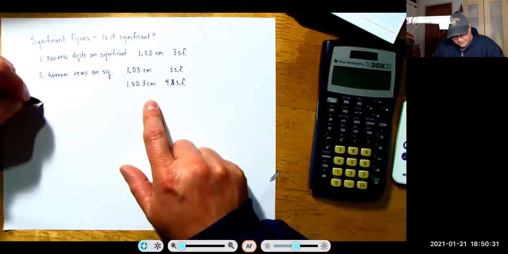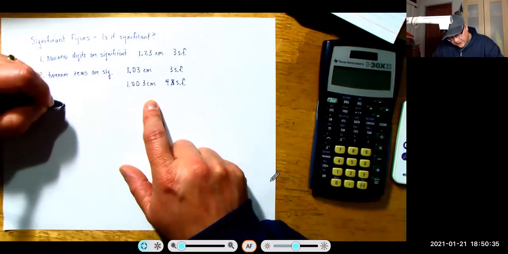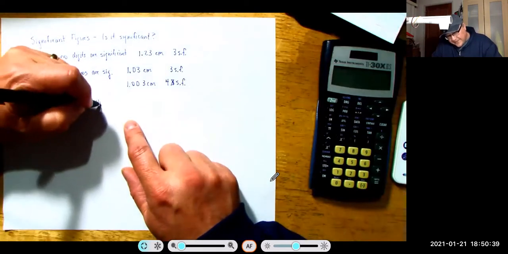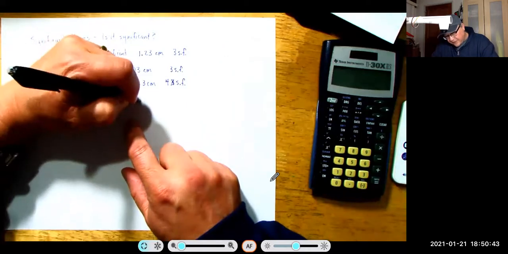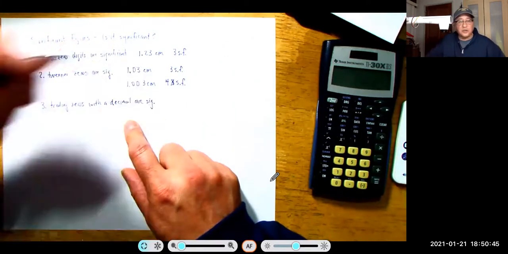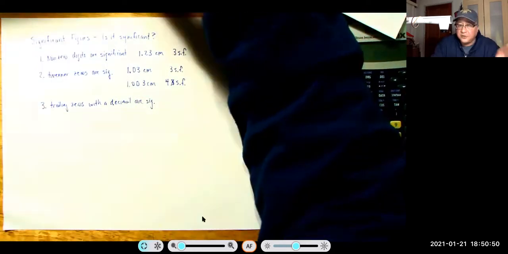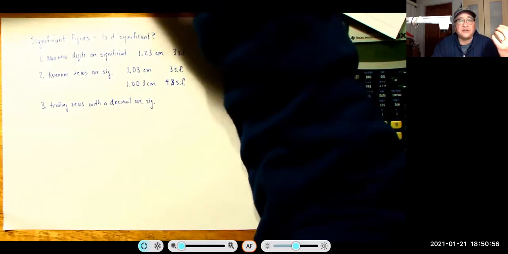Okay, 3. Trailing zeros with a decimal are significant. So I'm going to do a new share here. Trailing zeros with the decimal are significant. And we'll give you an example here of what I mean by trailing zeros with the decimal are significant.